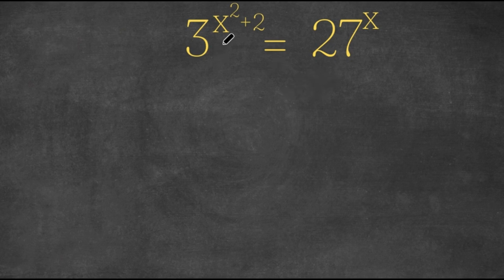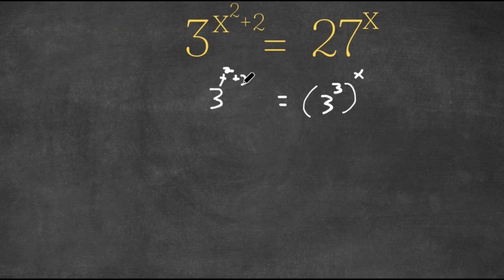So we have 3 to the power of x squared plus 2 equals 27 to the power of x. Now, what I'm first going to do is replace 27 with 3 to the power of 3, because remember, 27 is 3 to the power of 3. And we are powering this with x. So we have 3 to the power of 3 to the power of x equals 3 to the power of x squared plus 2.